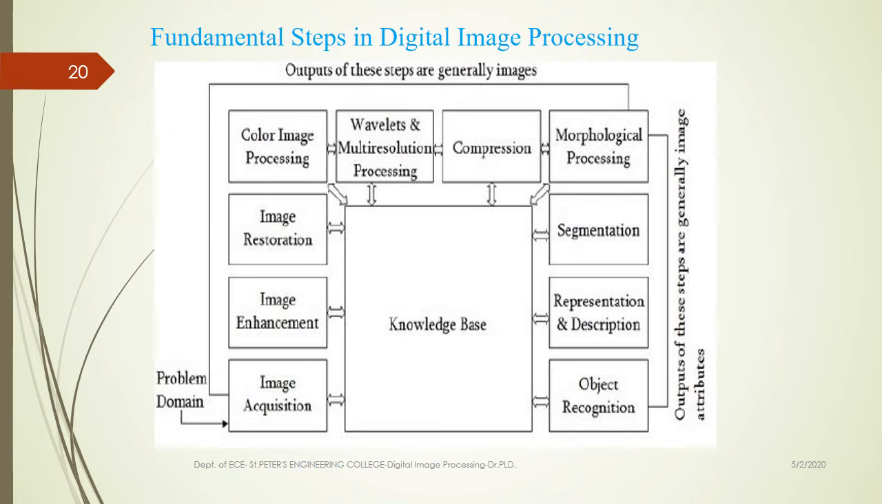Then, with the same bidirectional connection, image enhancement is the second process. After image enhancement, there is another process, image restoration. After image restoration, depending on whether the images are color or monochrome, there is a separate block: color image processing. Even though we have captured color images, they can be converted into monochrome images, then you do the processing, extract the required information, and finally retrieve it back as color images.